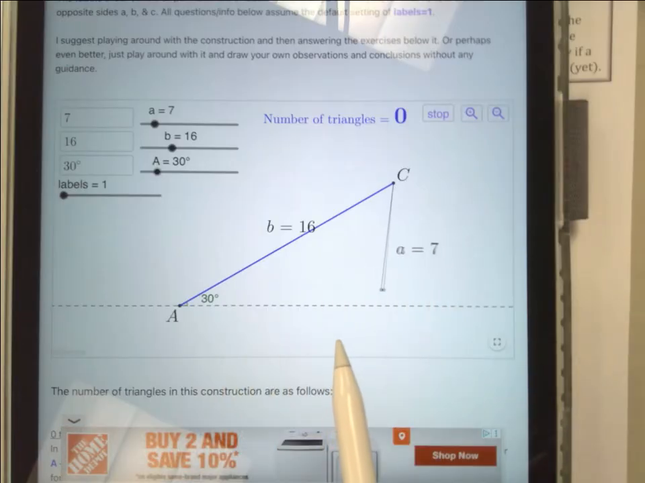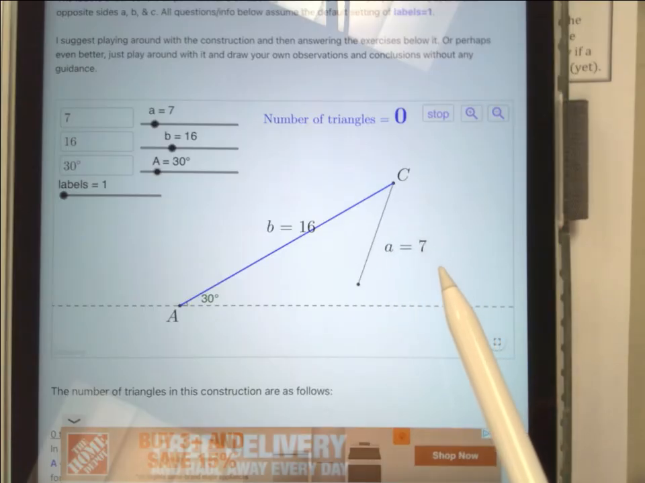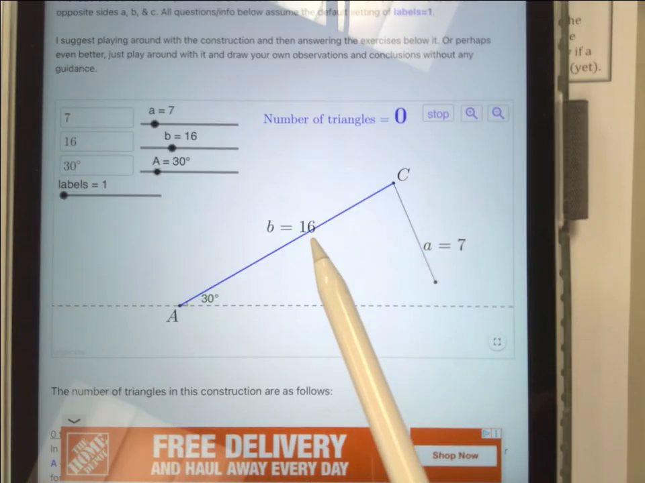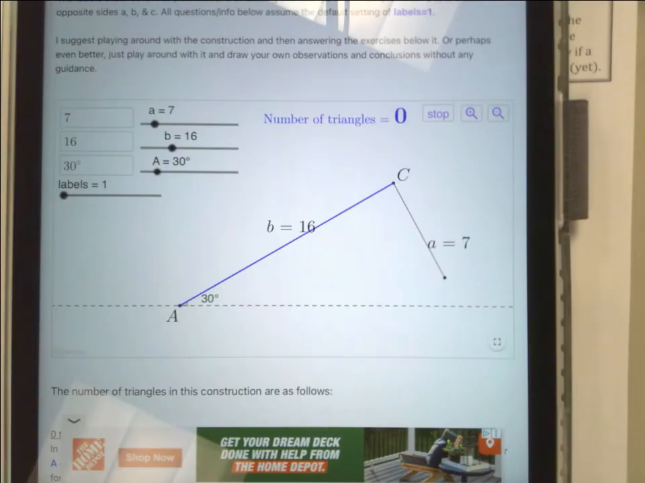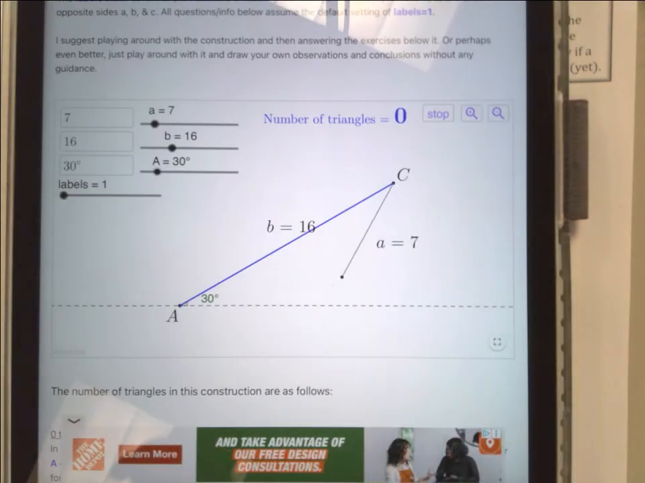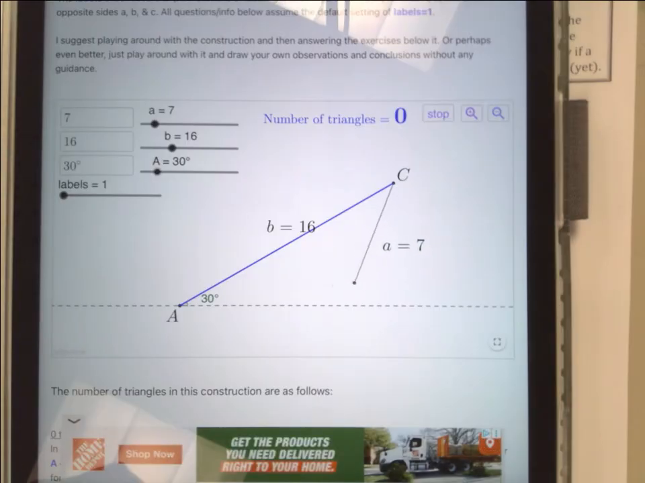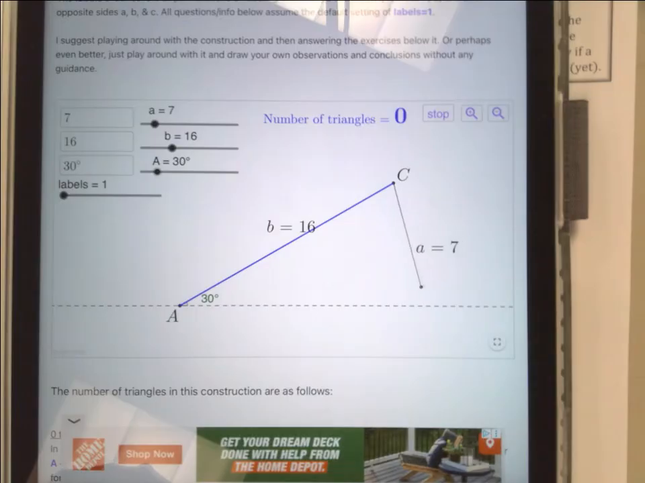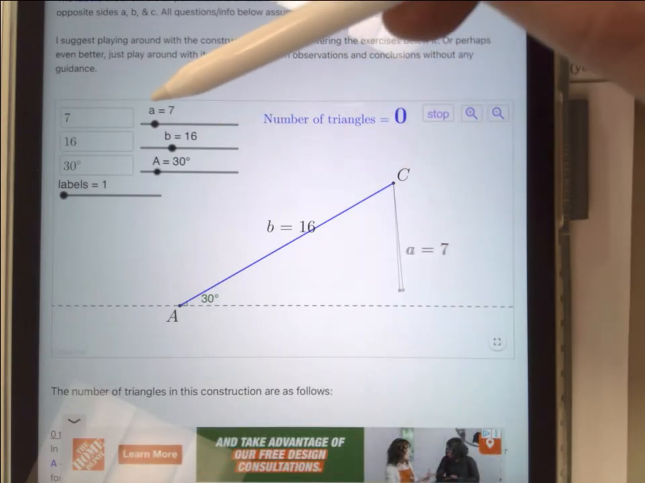This triangle actually does not exist. So if I gave you a triangle where you had one side being 7 centimeters, the other one 16, and the angle 30, if you tried to solve this, you would get an error at some point. The calculator would say, can't do it, this triangle does not exist. I don't want you to get to that point. I want you to be able to identify that way before that happens. So let's see what we can do to actually get a triangle going here.